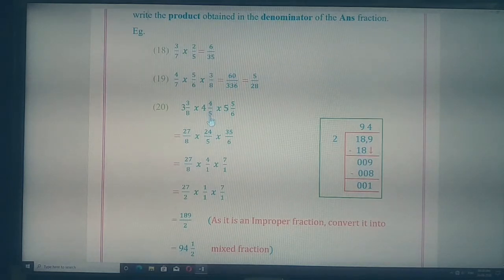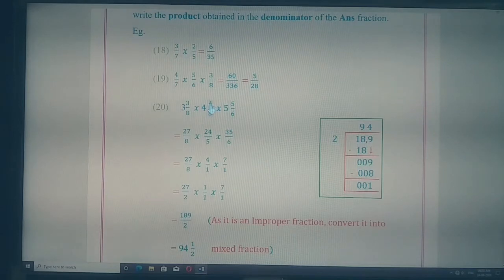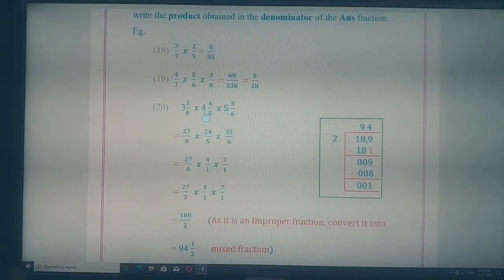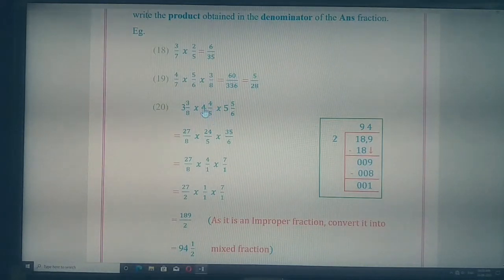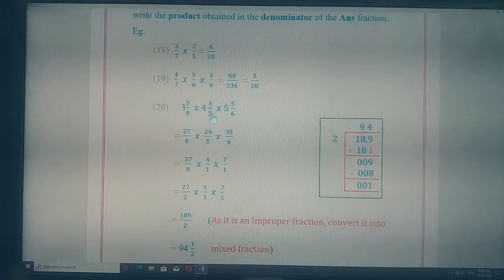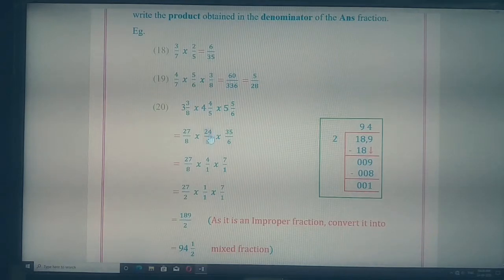Similarly, in the next fraction, the denominator 5 is copied as it is. Only the numerator has to be found by using the multiplication addition rule, where 4 and 5 are multiplied first and the answer is added with the numerator 4. First multiplication, then addition. 4 5s are 20. 20 plus 4 is 24. So our answer will be 24 upon 5 in the next step.